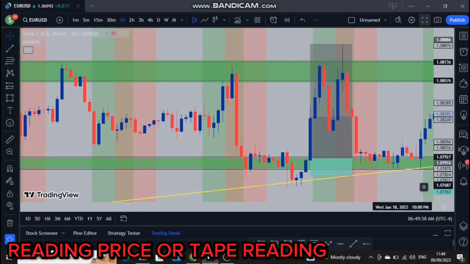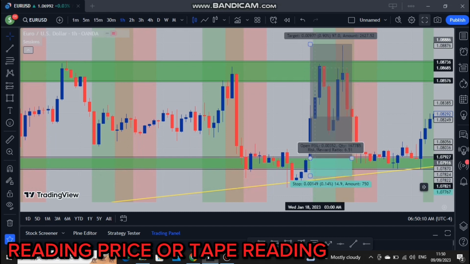Then what happened? The banks pushed it from this level all the way to this support after taking out people's stop losses during this point. Then what happened? Pushed it even higher to what? To the next support. To the next what?